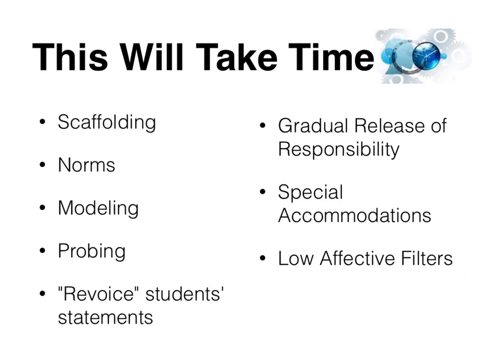We could use the gradual release of responsibility model, which is the I do it, we do it, you do it model. And we'll need to make special accommodations for our English learners and for our students with special needs. But more importantly, we'll need to do all of this in a classroom with low affective filters.